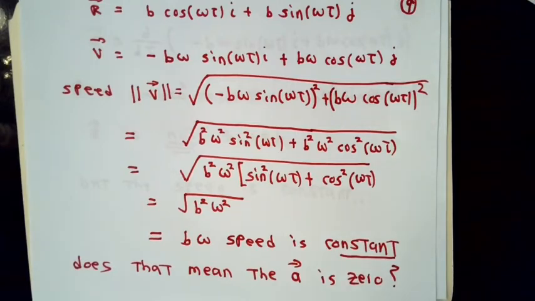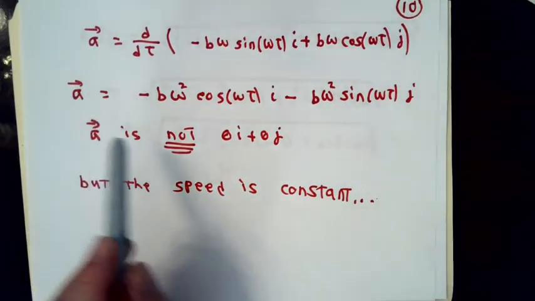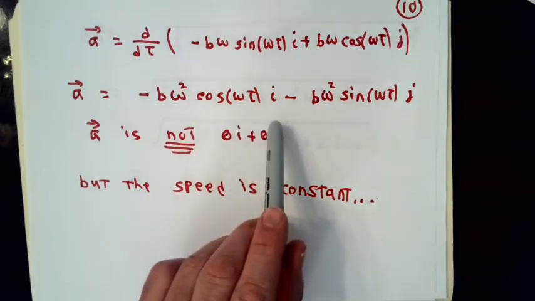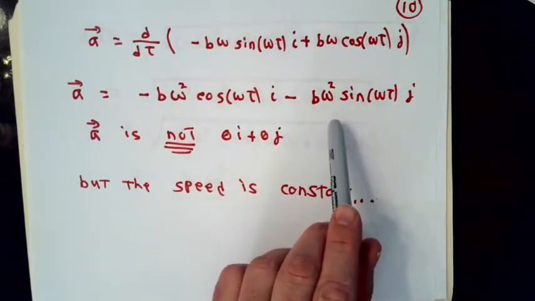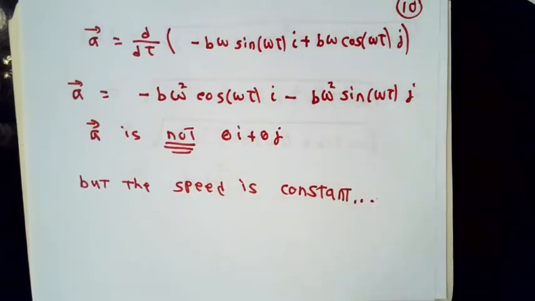Does that mean the acceleration vector is the zero vector? If we take the derivative of the velocity vector, we pick up extra factors of omega again. The acceleration vector turns out to be negative b omega squared cosine omega t i minus b omega squared sine omega t j. That is definitely not the zero vector. Even though the speed is a constant, the acceleration is not.